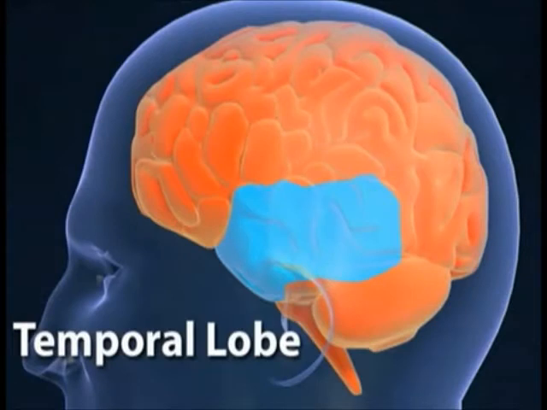The temporal lobe is the part of the brain most prone to develop seizures. It is responsible for many complex activities, including the formation and retrieval of memories and the control of emotional states.